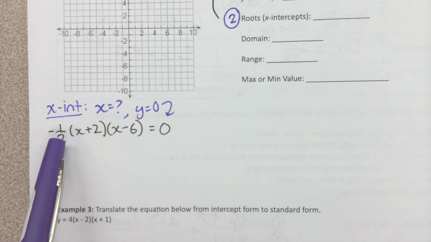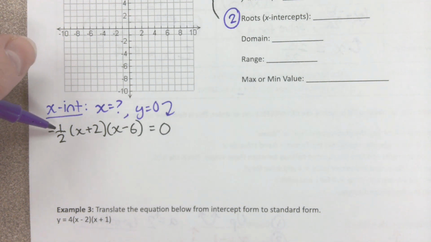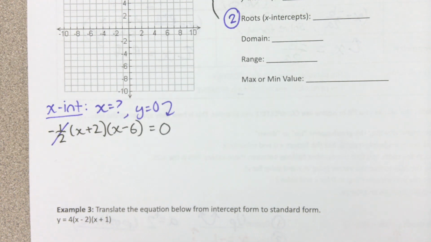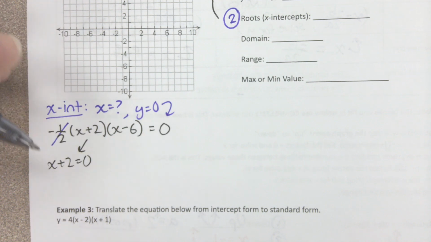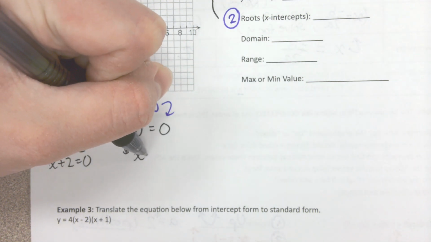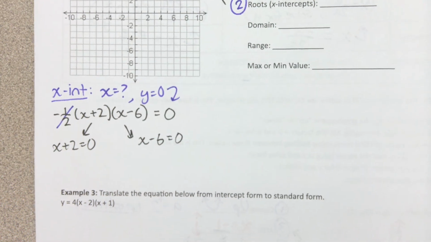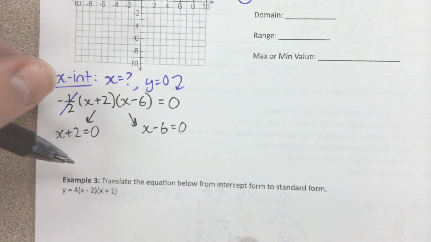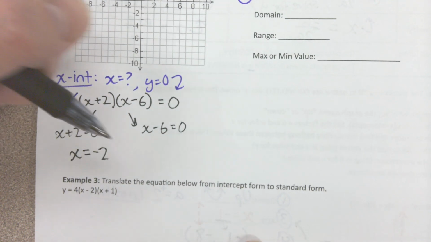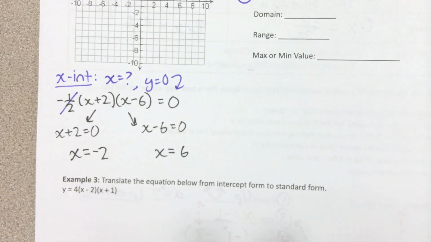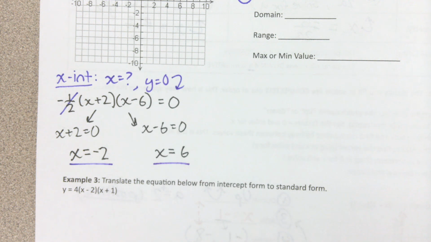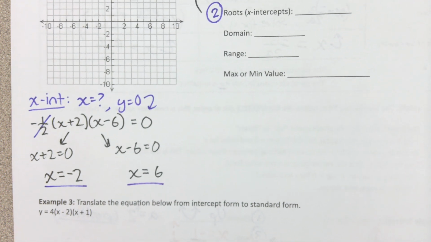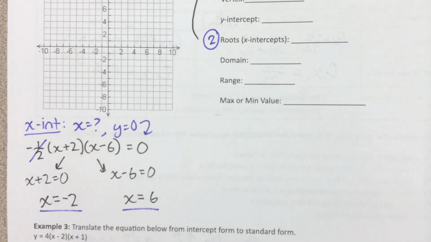Next, this is the easy part. We just set these equal to 0. -1/2 isn't going to give us anything, so I'm just going to ignore it. Pretend it's not there. Split these up. X plus 2 equals 0. X minus 6 equals 0. And then we solve. X is -2. X is positive 6. These are my intercepts. And y will always be 0 for these? Yes, for x-intercept.